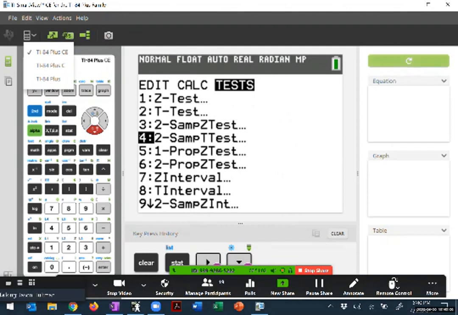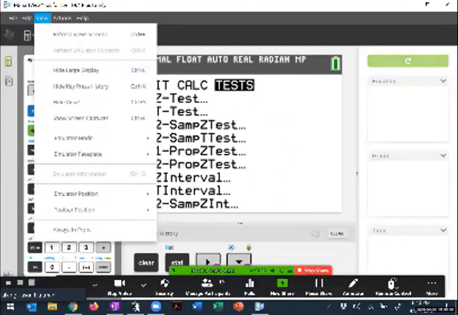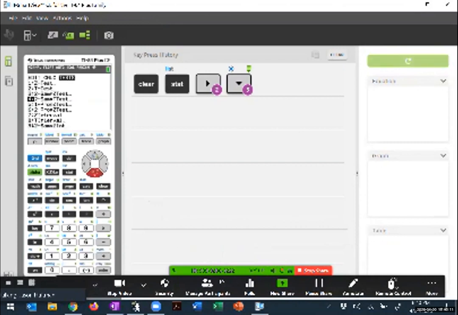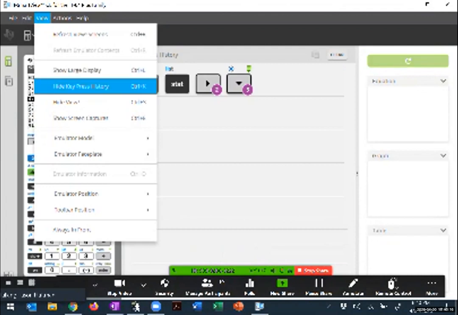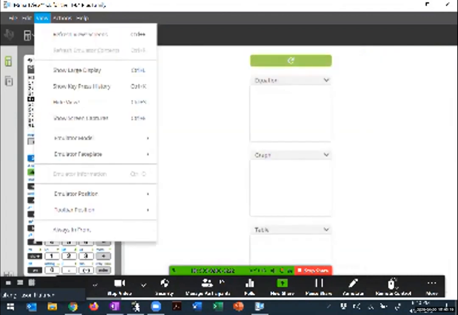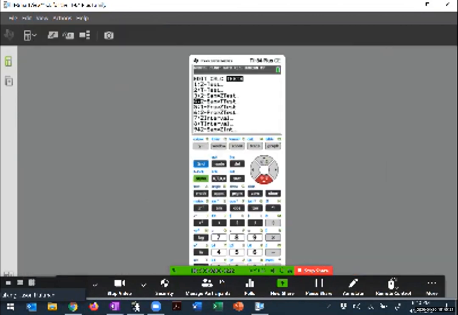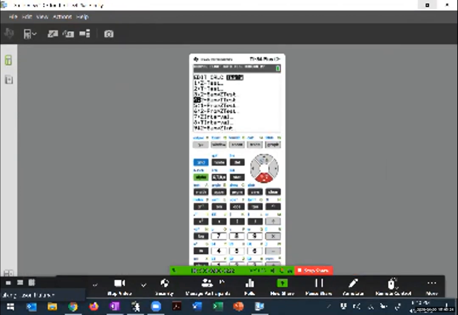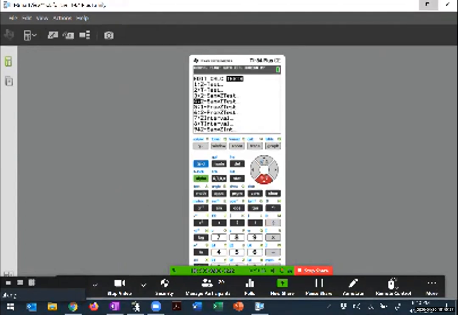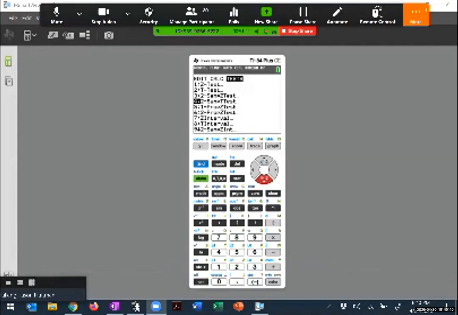So where's the emulator view? View, let's see, hide large display. There's the small display. Let's view this, hide key press history, and then hide view, boom. I wonder if I can minimize this thing to make it even nicer. It's kind of hard to see the bottom row there, but at any rate, I just hit enter.